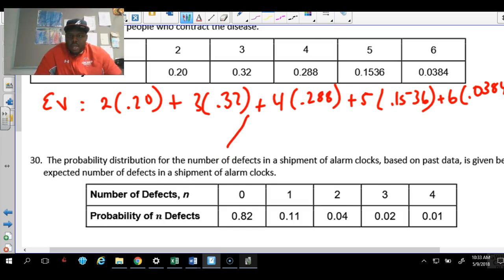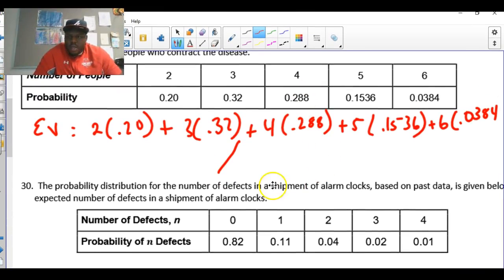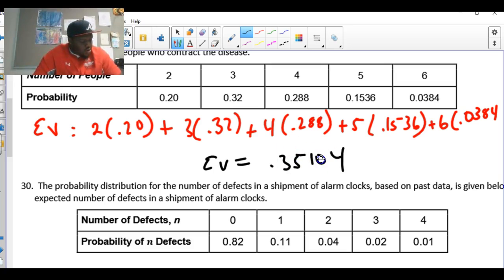And when we do that, sorry about that. When we do that, make sure you do that in your calculator, guys. And when you do that, you get the expected value equals 0.35104. So there's our expected value.